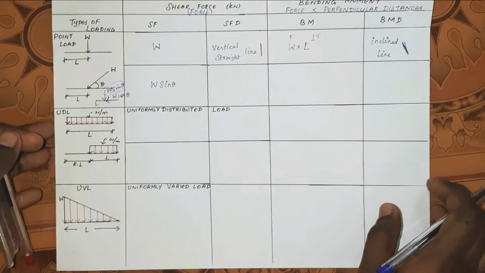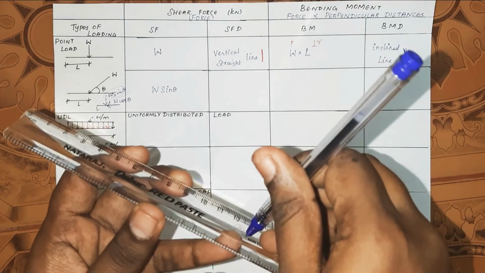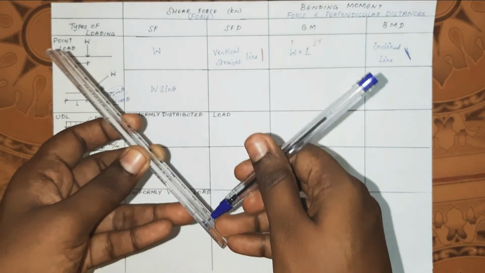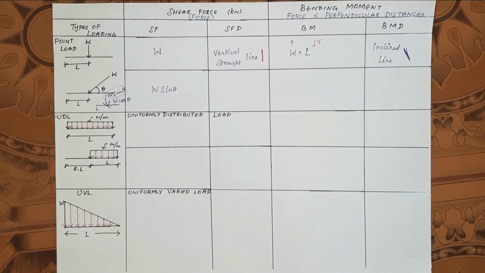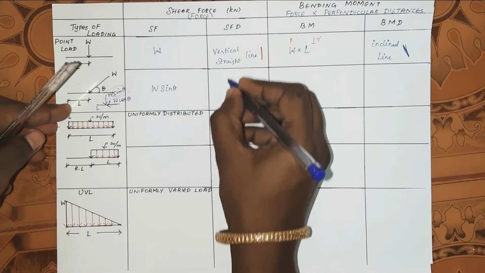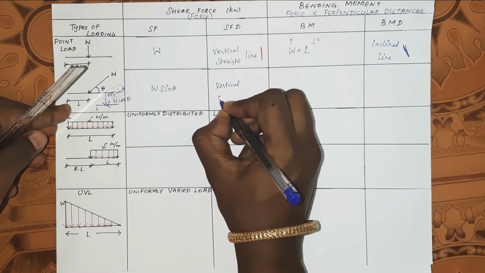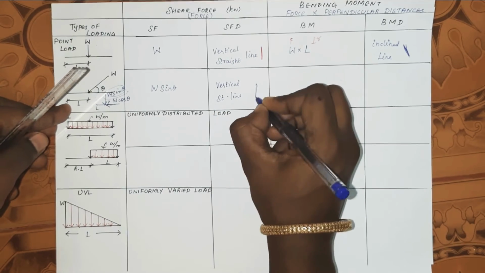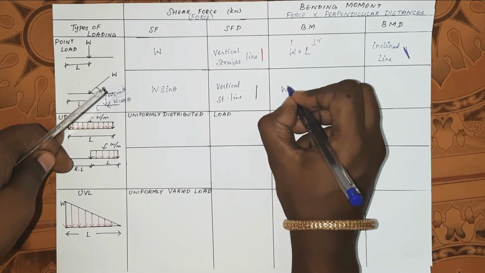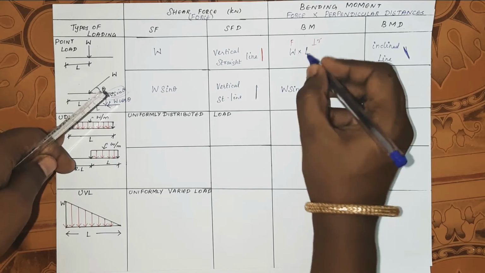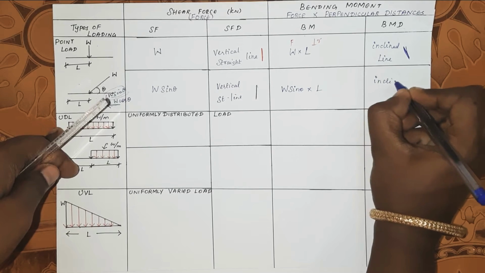Same concept for the point load. Here the load is acting at a point on the beam, so there is no area for this load, and the length is negligible. Here also, the shear force diagram has a vertical straight line. For bending moment, force into perpendicular distance. What is the value of force? W sin theta into the perpendicular distance, which is the same L. The same indication, an inclined line.